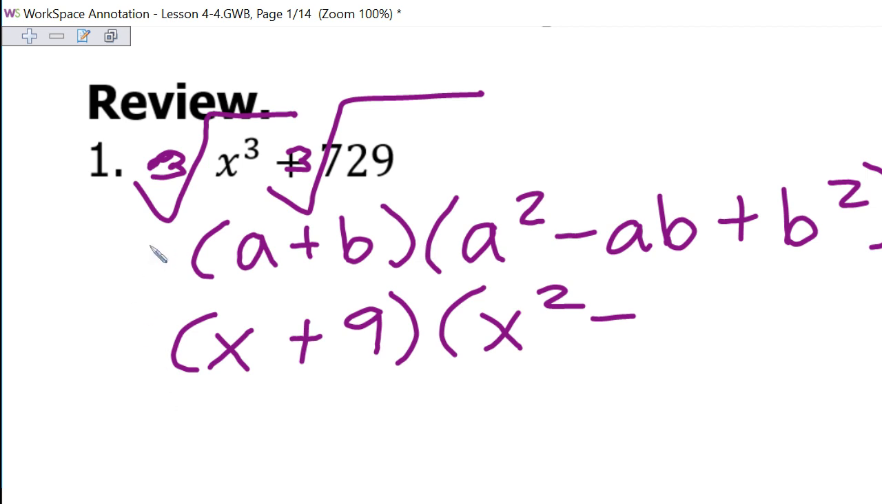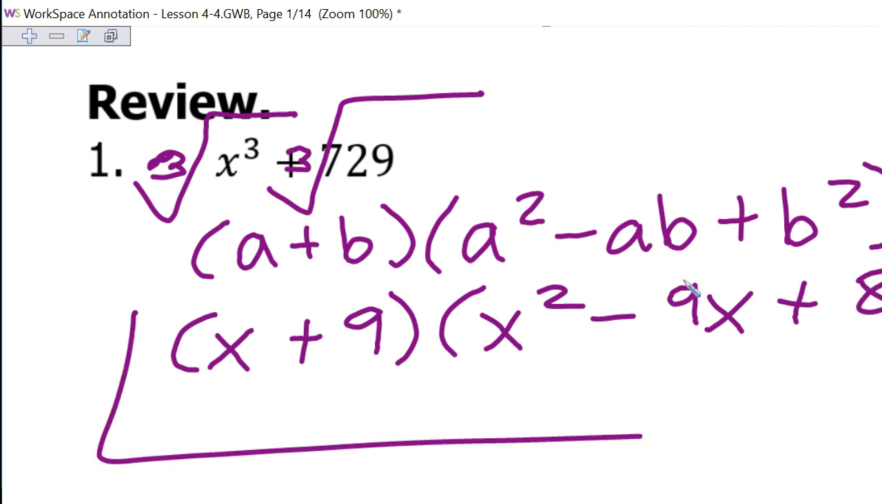Multiply. So when I multiply x and 9, that gives me 9x. And then a plus sign. And the 9 needs to be squared. And that gives me 81. So here's the answer. X plus 9 for the binomial. And x squared minus 9x plus 81 for the trinomial.